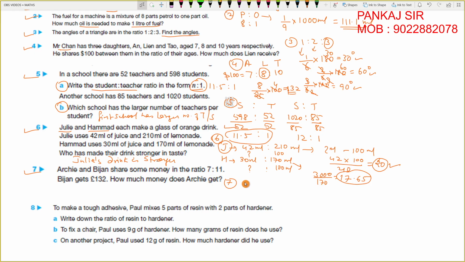Let me write A for Archie and B for Bijan. So A and B are sharing 132 pounds.